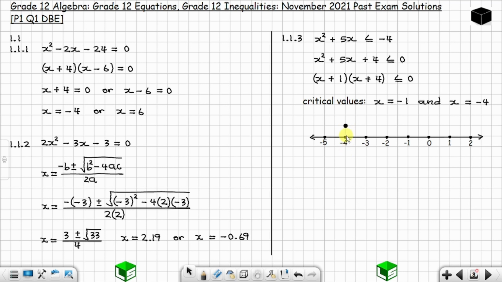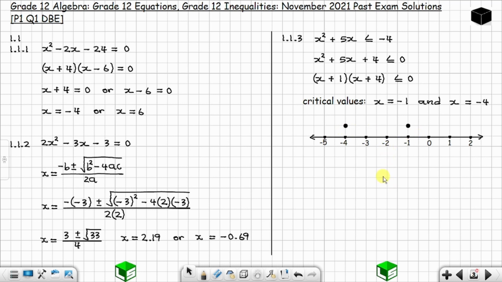Why do you have a closed circle? Because you have equal there. Can you see? Less than or equal. So it means that the critical values are also included. So negative 1 and negative 4 are also included because you have equal there. And you have to show that using a closed circle. Okay. And you have x is equal to negative 1. There's negative 1. You're going to use a closed circle. Okay. This is to show that negative 4 and negative 1 are also included because you have an equal sign. So you have to show that using a closed circle.